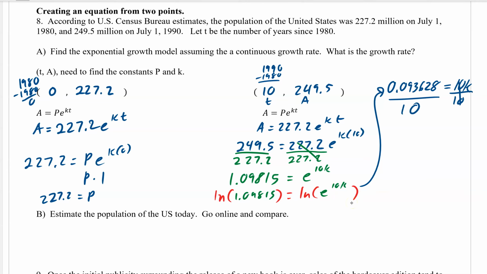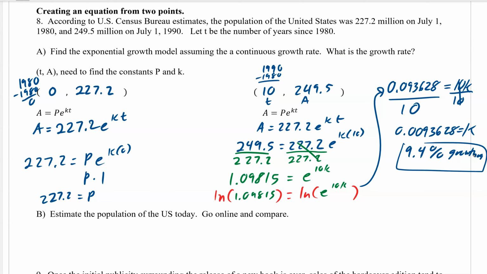0.00... why did I plug that in my calculator? I don't have to do that. 0.00937 equals k. This translates to roughly a 0.9% growth rate. We could make it a little nicer and round it up to 0.94%. So what's our growth rate? About 0.94%.